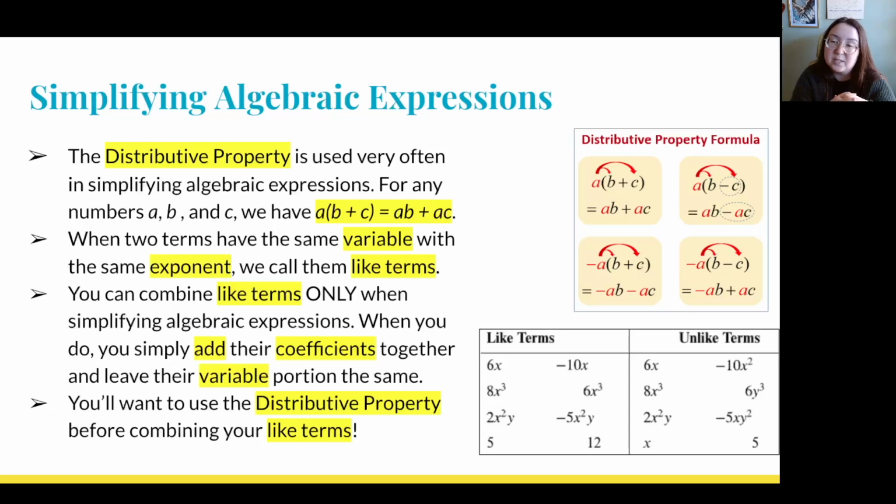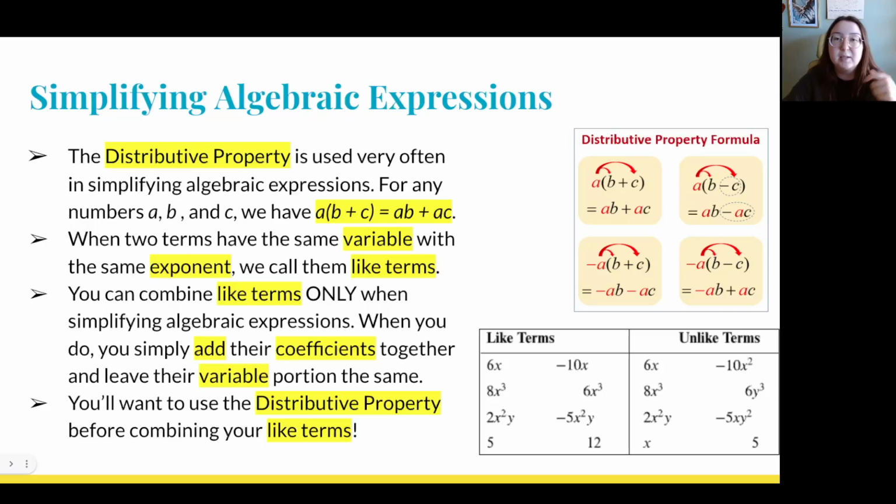Then we have 2x squared y and negative 5xy squared. So they both have x and y, but their exponents still don't match. So we've got an x squared in one and an x in another, and then we have y in one and y squared in another. And then lastly, we have x and 5. So x has a variable, and the exponent would be 1. And 5 does not even have a variable or an exponent to put on that variable. So those are not like terms as well. So that's the difference between like terms and unlike terms.